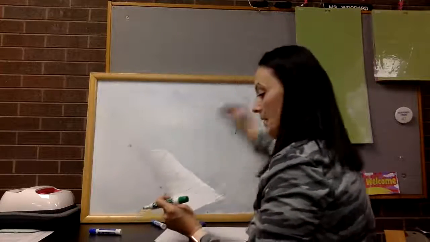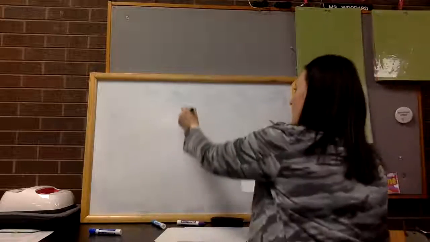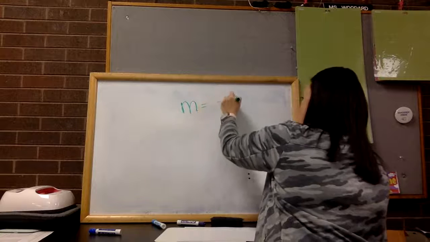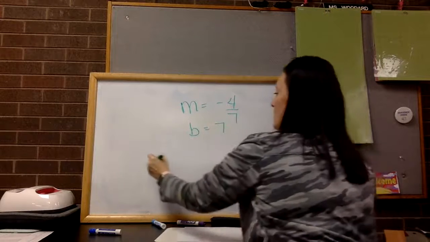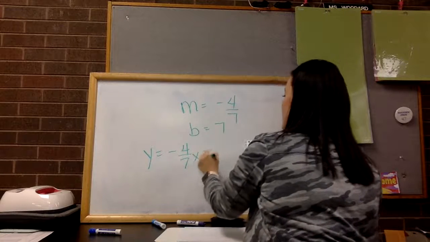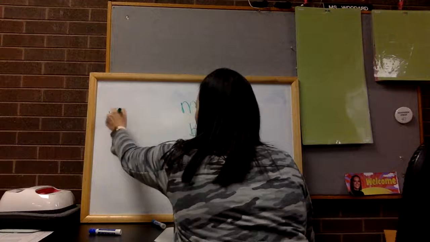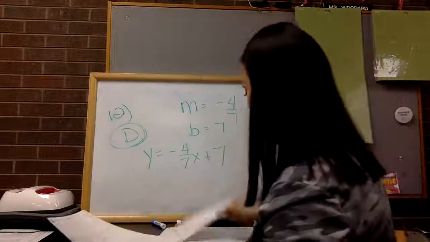Number 12 says write an equation of a line in slope-intercept form when you know that m is equal to negative 4/7 and b equals 7. So y equals mx plus b. I have y equals negative 4/7 x plus 7. Be careful, A has negative 7. That is incorrect. So number 12, my answer is D. All right, that's number 12.